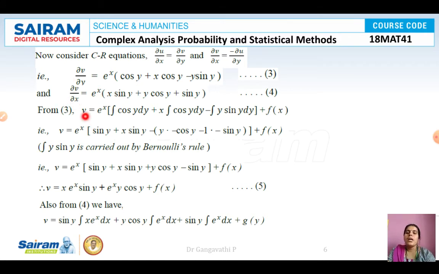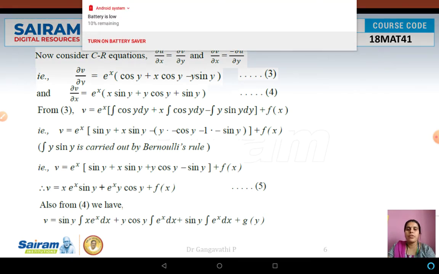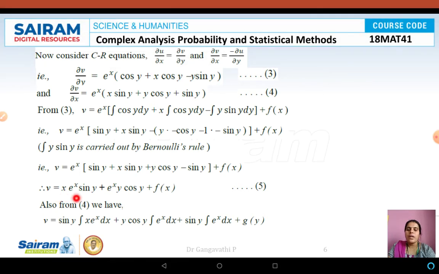Integration of 3 gives v is equal to integral of this entire thing plus constant of integration f of x. And integration of this equation 4 gives us v, integral of this entire thing, and constant of integration is f of x. So integration of y sin y is carried out by Bernoulli's rule here, and after doing the integration we get v is equal to x e power x sin y plus e power x y cos y plus f of x.